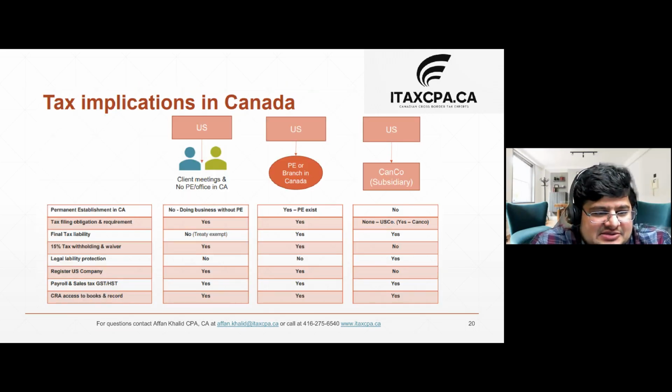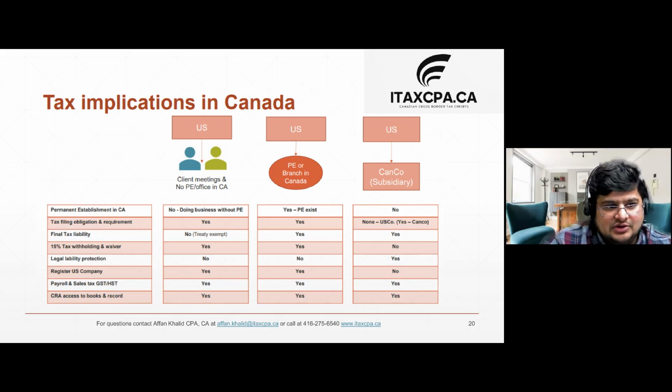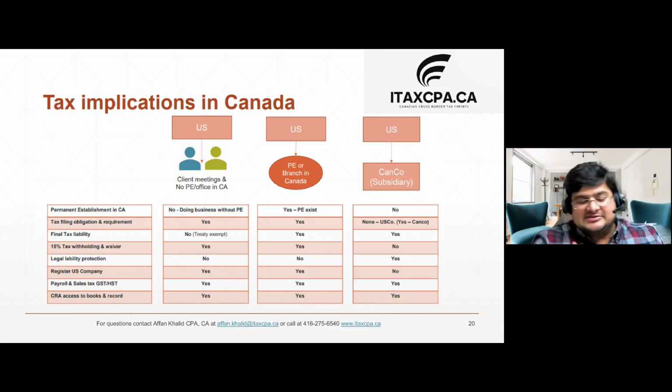This is just a summary slide that I've prepared in terms of the structures you can have. You can have a US company that is just sending their people into Canada, which we call doing business in Canada without a nexus, without a PE. If you are sending people, yes, there is an obligation to register or file a tax return. Probably no final tax liability because there's no nexus or PE. But in some instances, there might be some withholding taxes. Again, I can help you waive those withholding taxes.